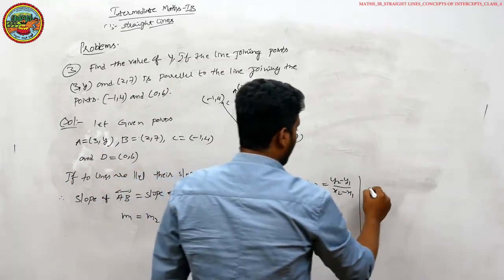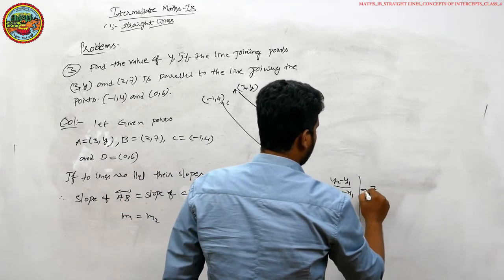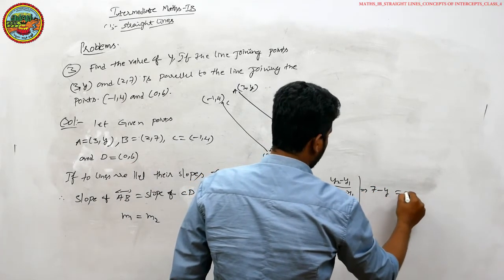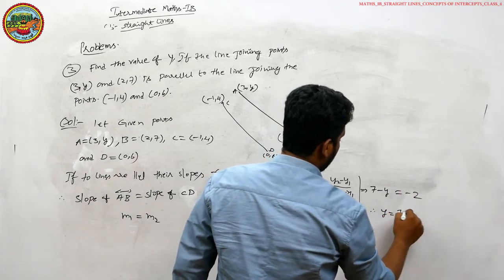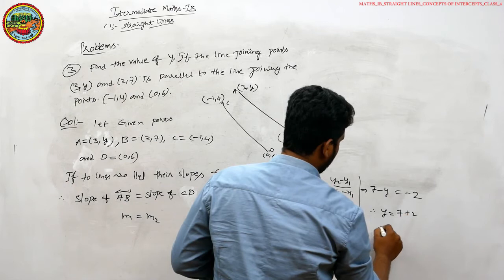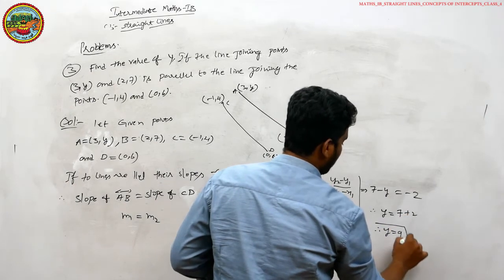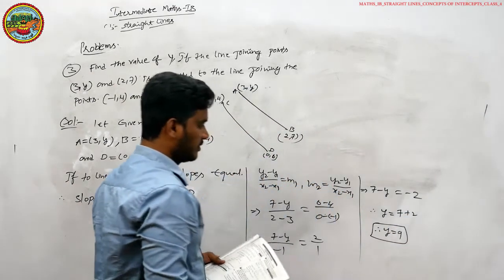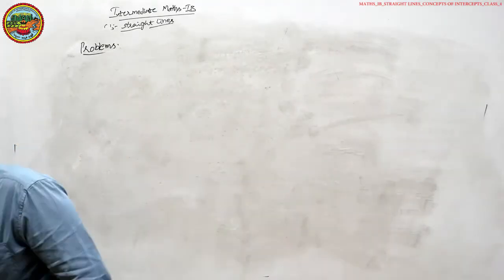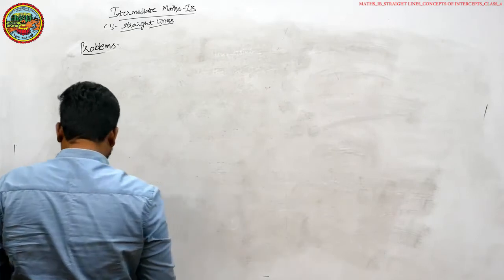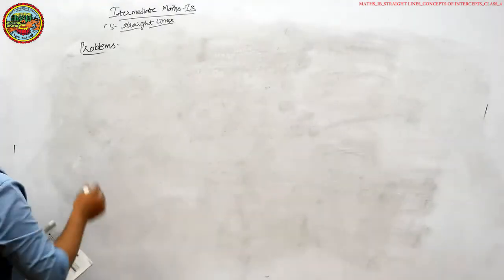So 7 - y = -2. Therefore y = 7 + 2, therefore y = 9. So the value of y is equal to 9. So next, problem number 4.